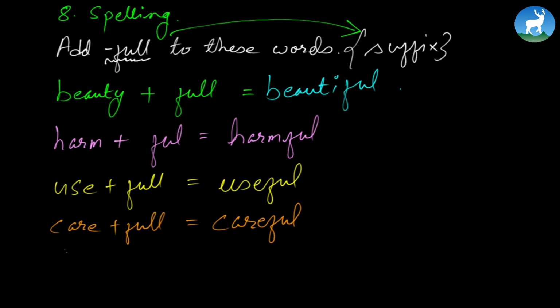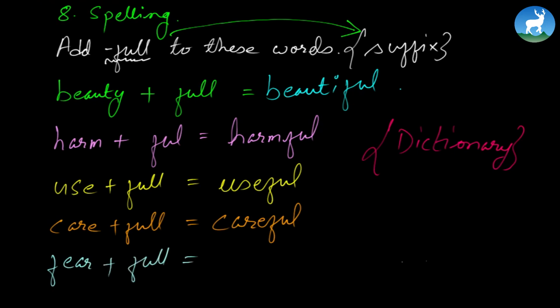And provided that you're confused, please always take help of a dictionary. Make sure dictionary is next to you. Whenever you are confused, consult or refer to dictionary. And this way you can add suffix successfully to all the examples given here, or rather to all the exercises given here. And the next would be F-E-A-R, fear, plus F-U-L, fearful.